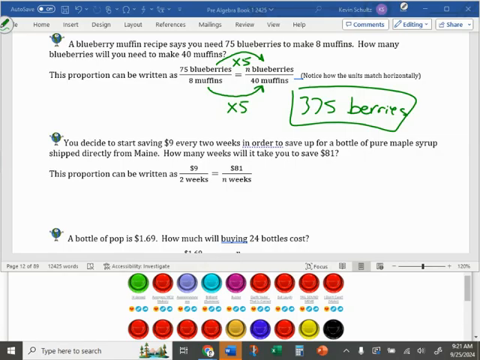You decided to start saving $9 every 2 weeks in order to save up for a bottle of pure maple syrup shipped directly from Maine. If you have never had a bottle of pure maple syrup shipped directly from Maine, you have not lived yet. Okay, this is quality stuff. How many weeks will it take you to save $81? You probably can figure this out mentally without writing a proportion.